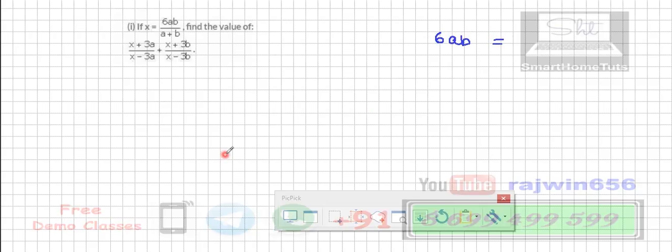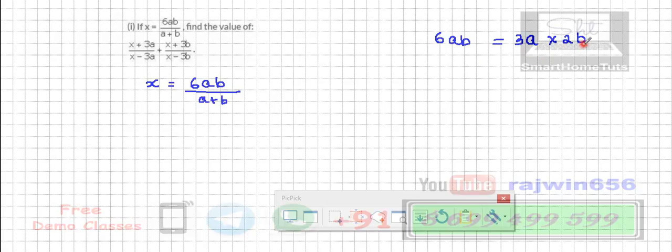This I'm going to split out. First I'm going to split this as 3A multiplied by 2B. Okay. So the first part which is there, I'm just going to write this part same as it is. X is equal to 6AB upon A plus B.